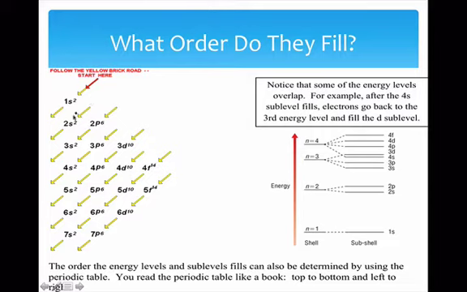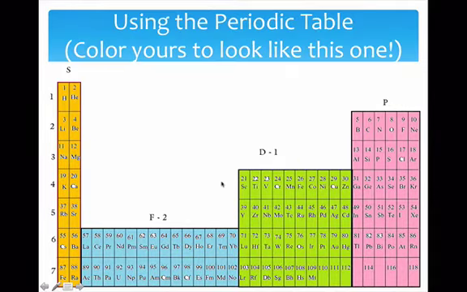So it's not this really nice, neat order where it does the 1S, then the 2S, then the 2P. It's not a really nice, neat order. You really got to pay attention to what's happening. But we can use the periodic table to predict how that will work.